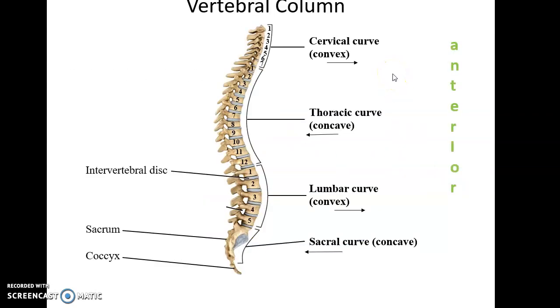All right, our vertebral column is not a straight line. It's actually very curved. So we have the cervical curvature that is convex toward the anterior side, the thoracic curvature, concave, curving toward the posterior, the lumbar curve, convex, curving toward the anterior, and the sacral curvature, concave, pushing toward the posterior side.